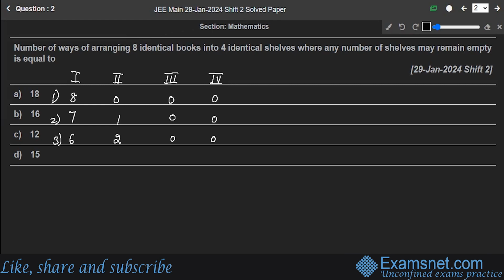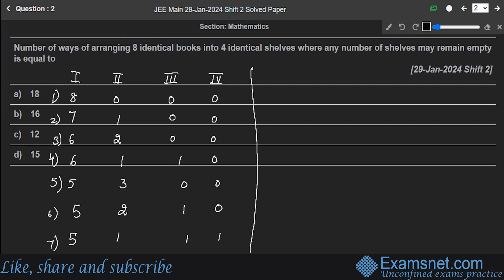This is number 1. This is number 2. This is number 3. This is number 4: 6, 1, 1, 0. Or 5. Then I have 5, 3, 0, 0. 5, 2, 1, 0. 5, 1, 1, 1. 6 and 7. Now the 8th: I kept 4 over here, and 4 over here, 0, 0. Then 4, 3, 1, 0. Then 4, 2, 2, 0. This is 9. This is number 10, 11, 12, and 13.